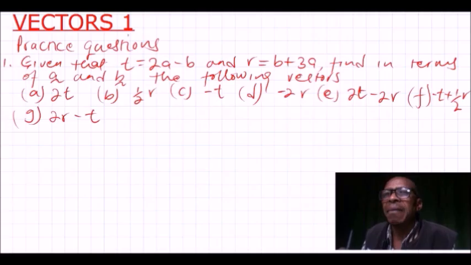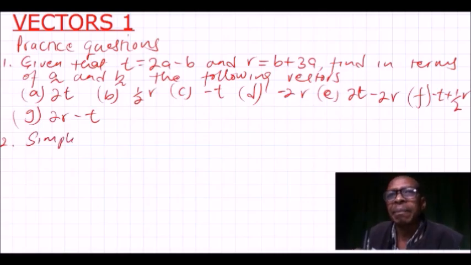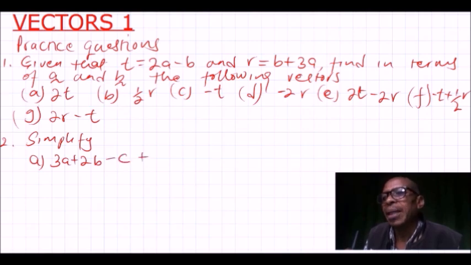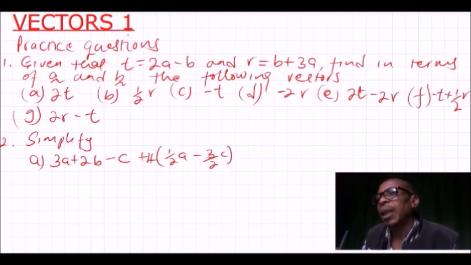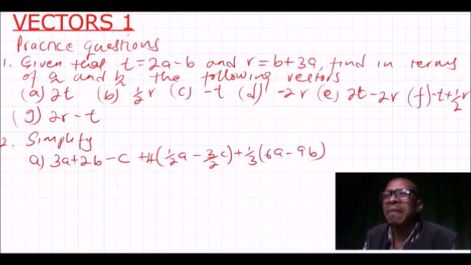Then we have another question here. We can say simplify. We have 3A plus 2B minus C plus 4 into bracket a half A minus 3 over 2 C, then plus a third of 6A minus 9B. You can simplify that by putting the right terms together.